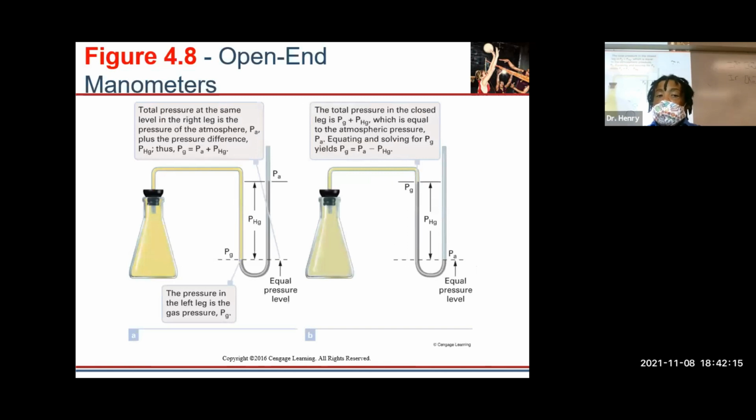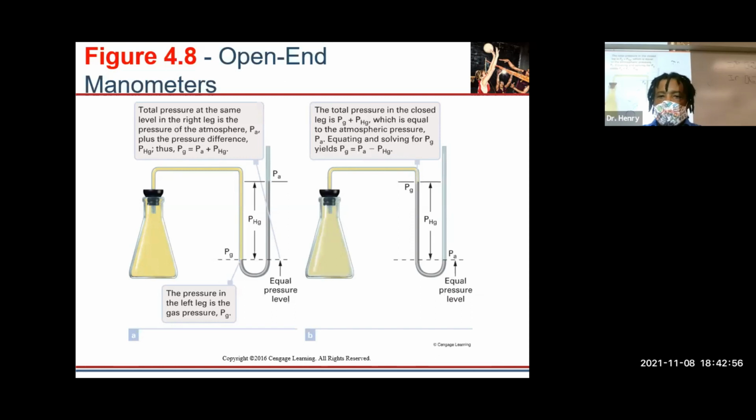Okay, so this here is an open-ended manometer. Really it's just a column that's a U shape, and they have put mercury in it. One end will be attached to a flask with air in it. The other end is open to the atmosphere. And so then you're just measuring the difference that the gas is exerting on the mercury, right? This difference is going to give us the pressure in millimeters of mercury.